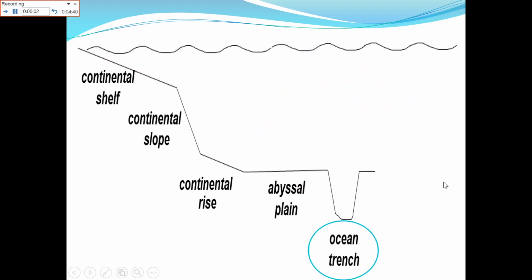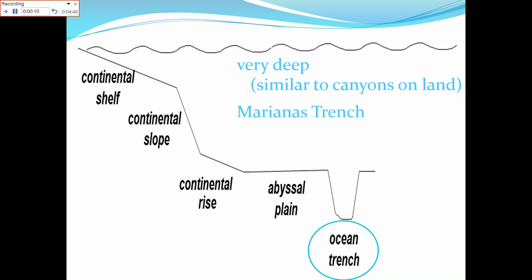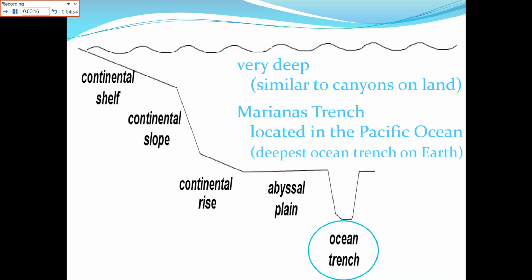Alright, for some reason, every year, everybody understands an ocean trench. An ocean trench is a very deep area in the ocean, very similar to canyons on land. The deepest one is the Marianas Trench, which is located in the Pacific Ocean. Ocean trenches are just like canyons on land. Okay. Nothing super secretive here. Oh, and if you didn't guess, it's covered with sediment, sand, mud, rocks, organic material. And if you already knew that, give yourself a high five.